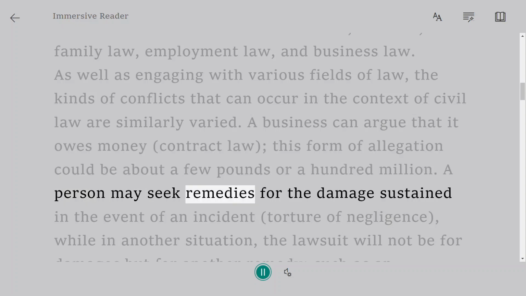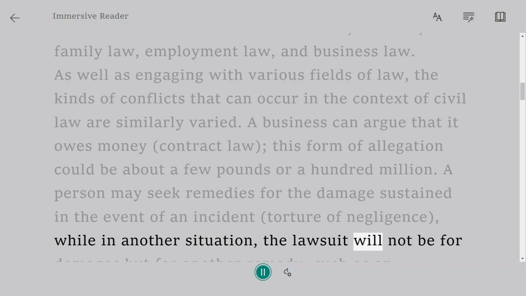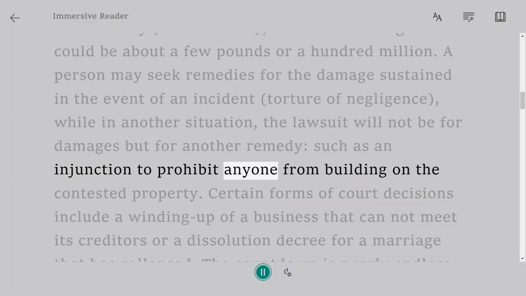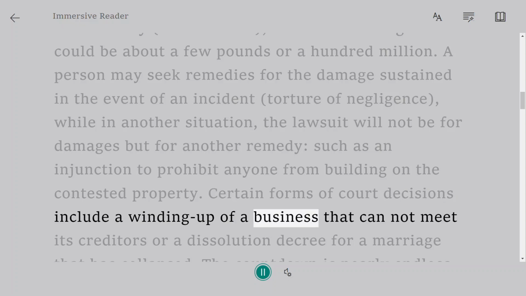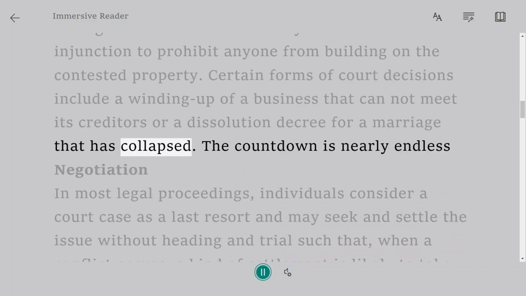A person may seek remedies for the damage sustained in the event of an incident, tort of negligence, while in another situation, the lawsuit will not be for damages but for another remedy, such as an injunction to prohibit anyone from building on the contested property. Certain forms of court decisions include a winding up of a business that cannot meet its creditors or a dissolution decree for a marriage that has collapsed.